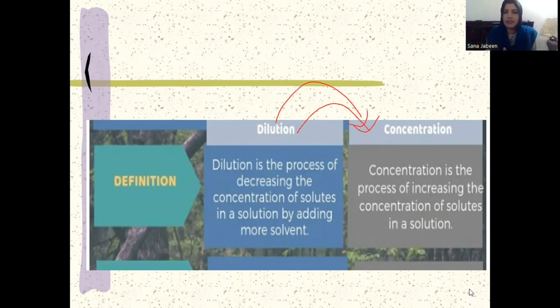Second, you can take the example of coffee. For example, you have a cup of coffee with a high amount of coffee in it and you can't drink it. It means that one is concentrated coffee. So what you have to do is dilute it by adding more water. Now we have to move to the next.